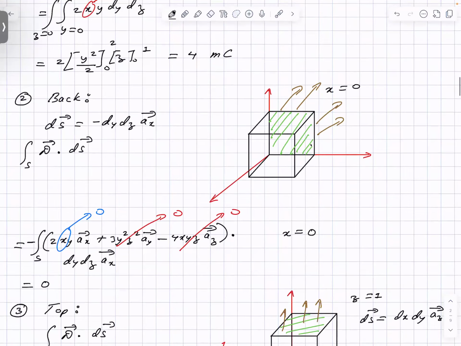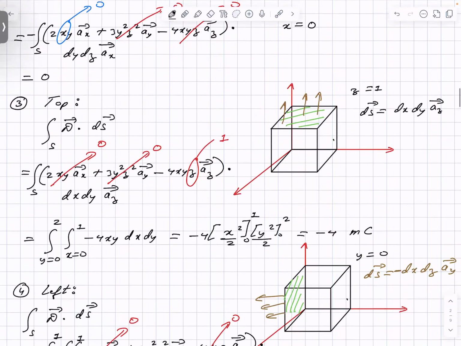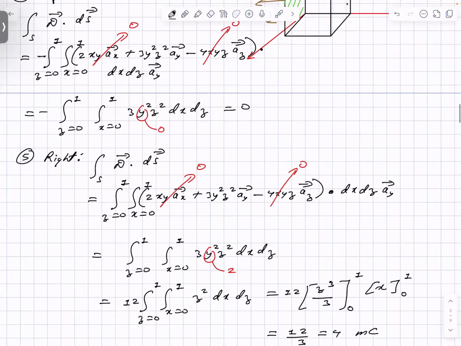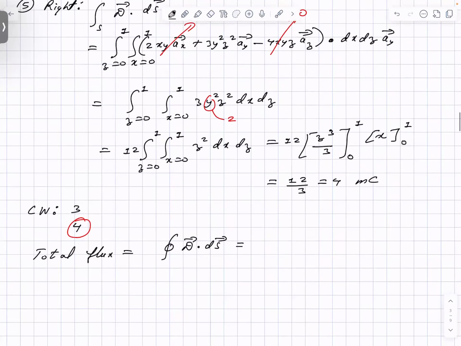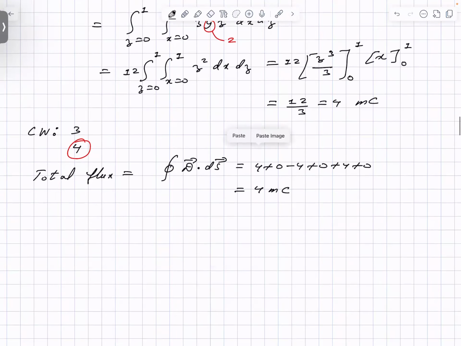So we take the sum of the 6 integrals. Okay, so we got 4, 0, minus 4, 0, 4, 0, minus 4, 0, 4 and then 0 again. So the total is 4 millicoulomb, right? So that is actually, this is CW5 also.